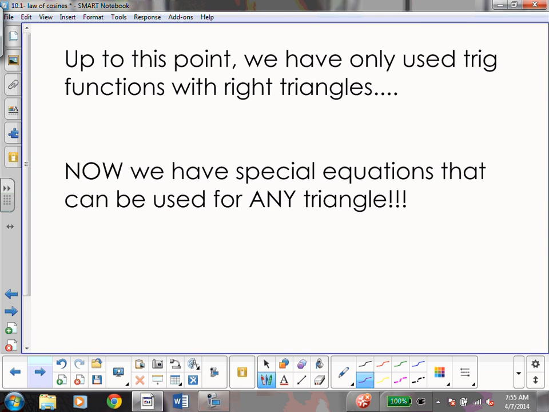Up until this point, we've only used trigonometry with right triangles, but there are a few formulas that allow us to apply trigonometry to triangles that are not right.